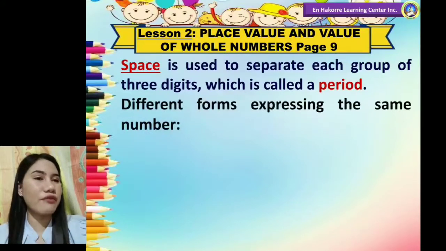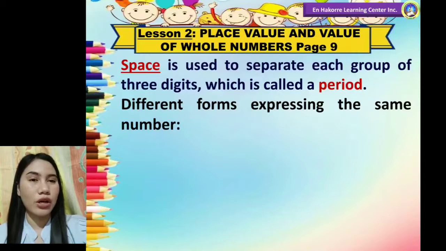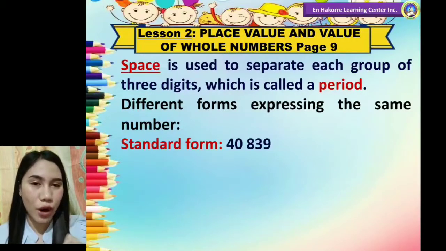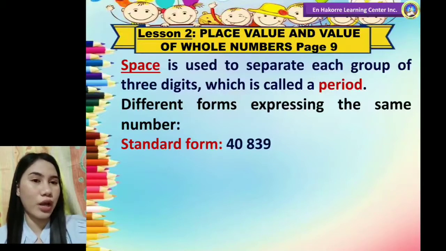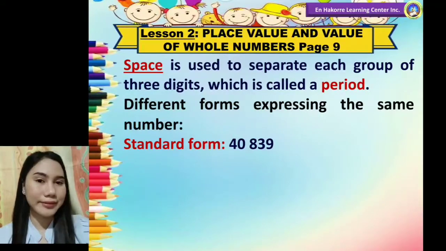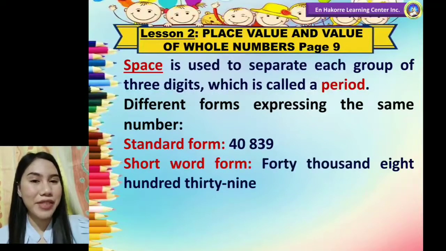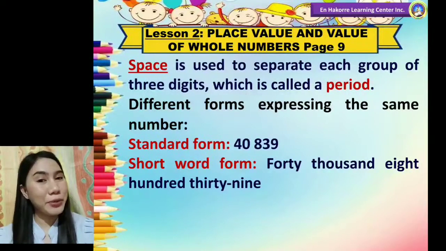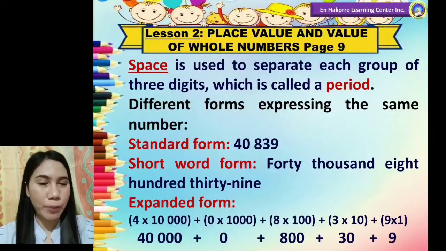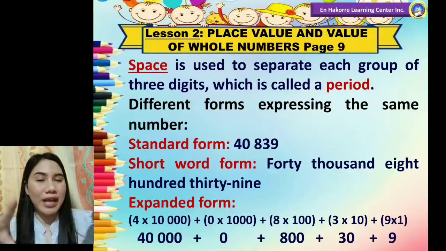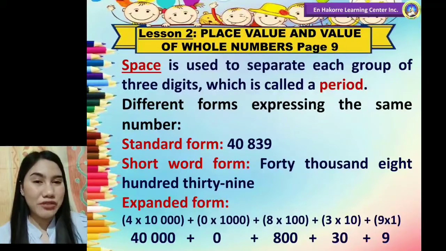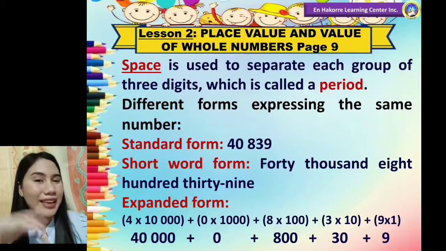So there are different forms of expressing the same numbers. The first form is the standard form. The standard form of the number, children, is written in numeral format, meaning numbers. Next is the short word form, meaning you write the full word of each digit in a given number. We also have the expanded form, meaning we are expanding the number, specifying the value of a digit in the given number.